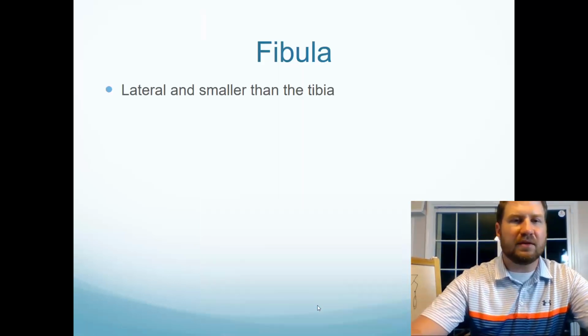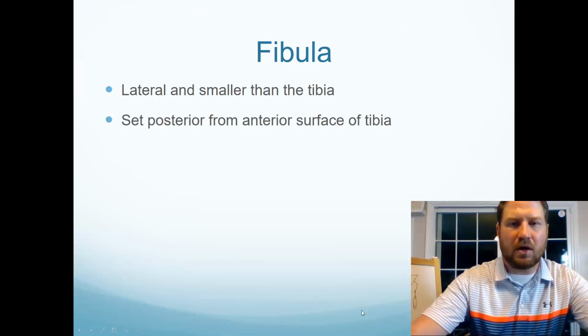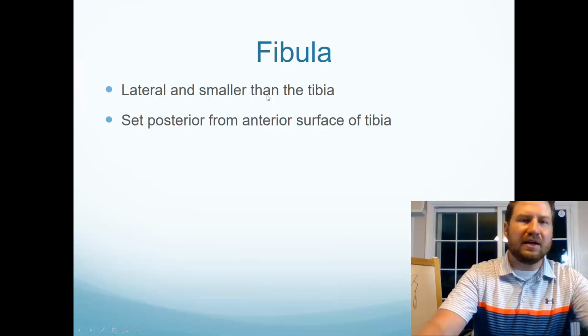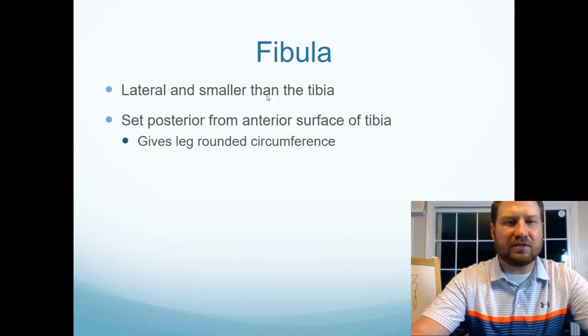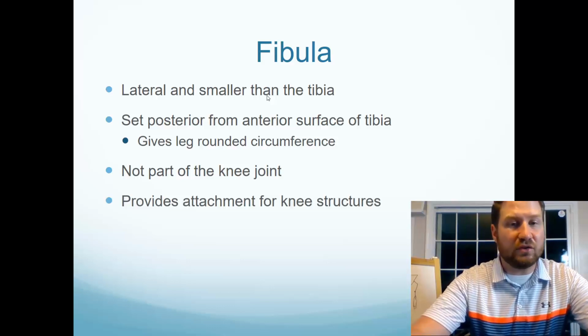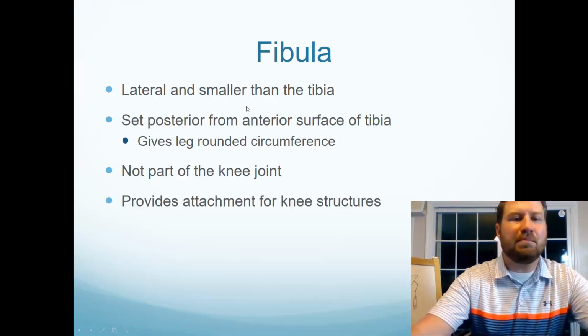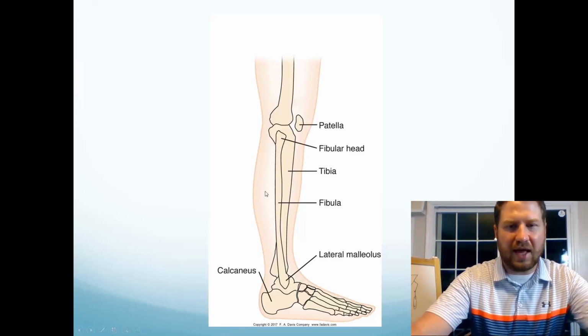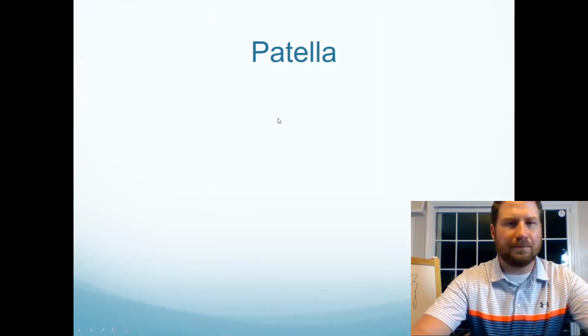All right, the fibula, lateral and smaller than the tibia, much smaller. It's not used for weight bearing, so it doesn't need to be as big. Okay, set a little bit posterior from the anterior surface, and it gives the leg its rounded circumference. It is not included in the knee joint. The reason it's there is it provides an attachment for these structures as well as ankle stabilizers. It's on the lateral side, forms the lateral malleolus, okay? But it is not really included in the knee joint because it doesn't articulate with the femur at all.